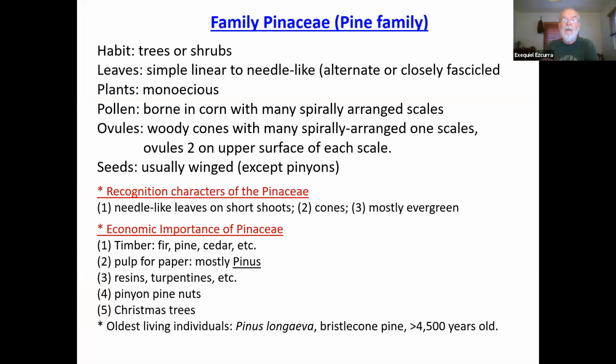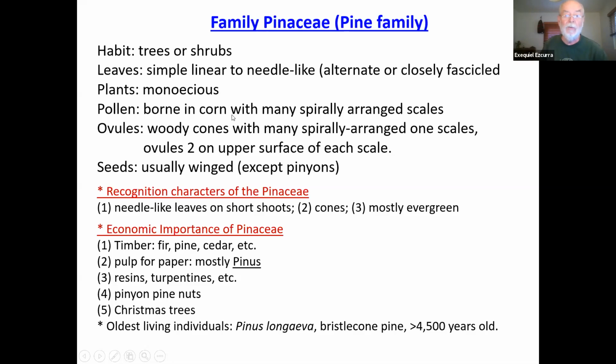Now, perhaps the main family in the gymnosperms is the pine family, the family Pinaceae. Mostly trees, sometimes shrubs, but mostly trees. And the leaves are linear to needle-like. The plants are monoecious. They have male and female cones, but in the same plant.